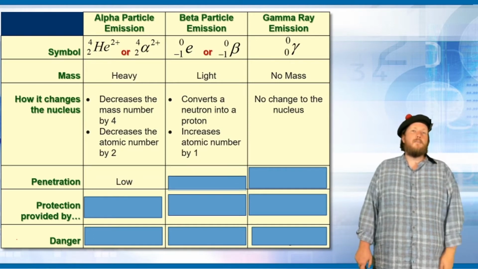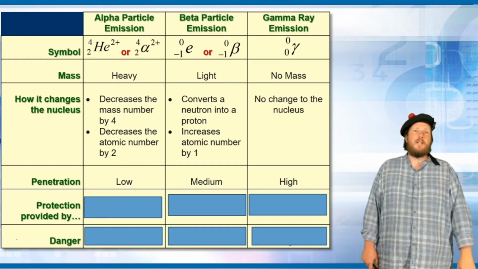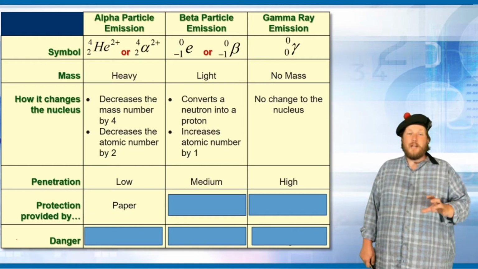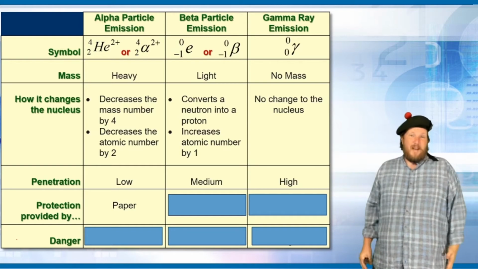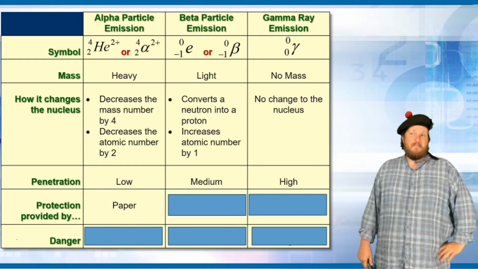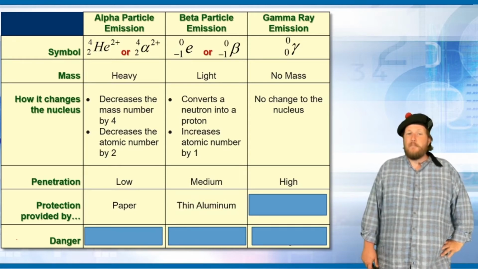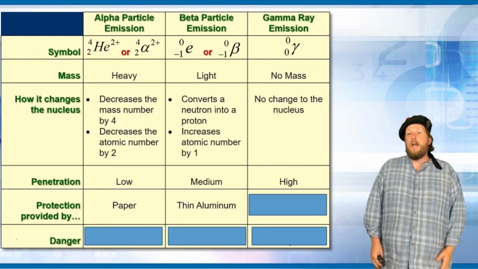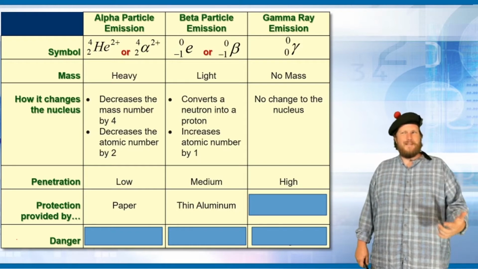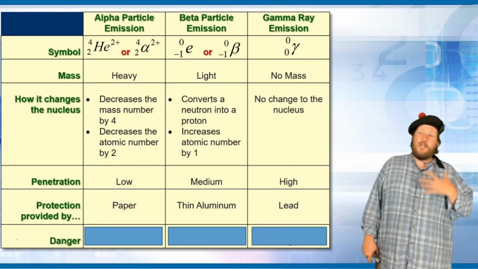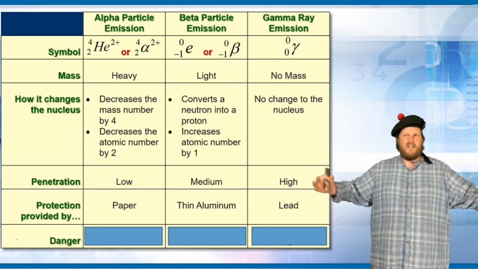Penetration depth is low for an alpha particle, medium for a beta particle, and goes through almost anything, very high, for the gamma ray. Protection for alpha particles is provided by paper. So if you're in a field of alpha particles, wear a really big paper bag, or clothes. Clothes would be good, or protective suits. Beta particle emission is protected by thin aluminum. So that tinfoil hat may protect you from a little bit of radiation to the brain, but the rest of you is going to get irradiated. For gamma ray radiation, you need lead. So lead pajamas are pretty much the only way to go for gamma ray, or like 3 feet of concrete.